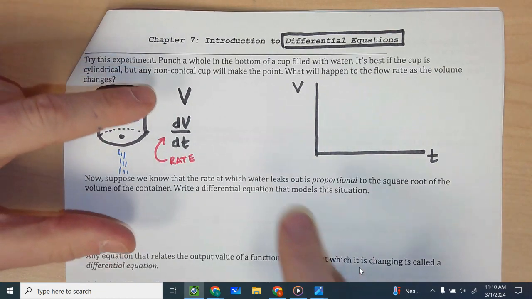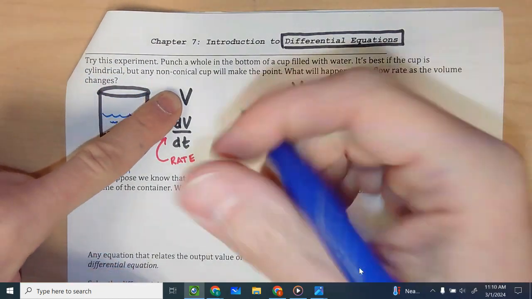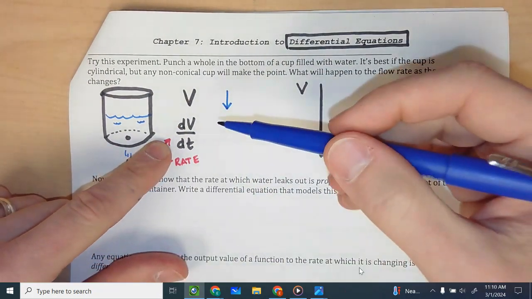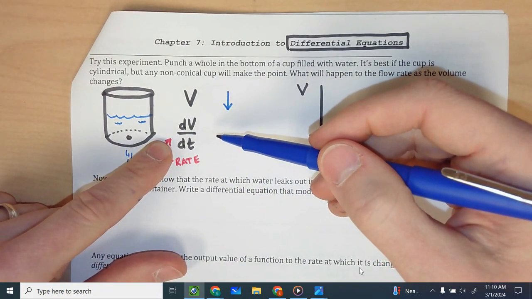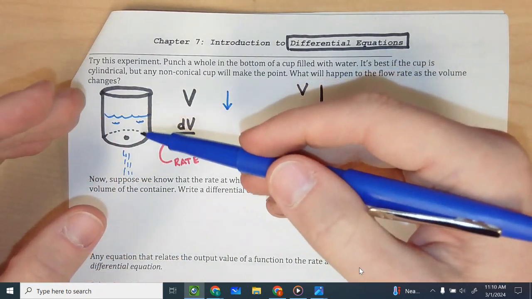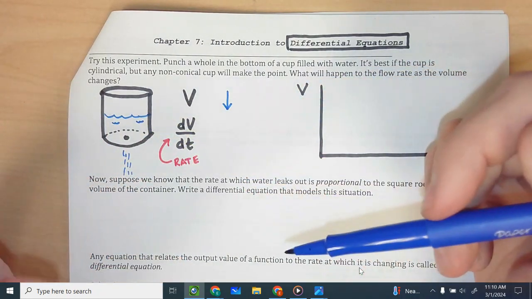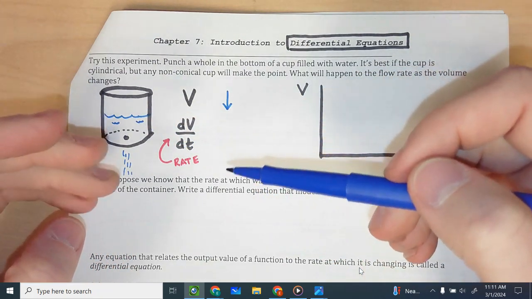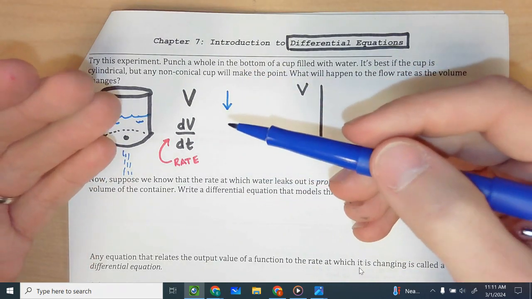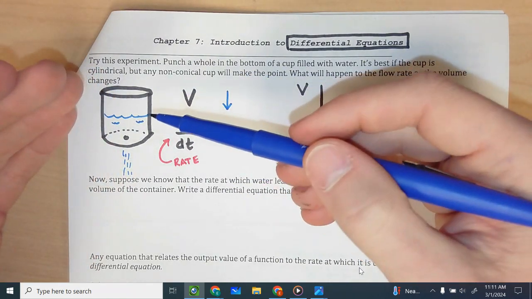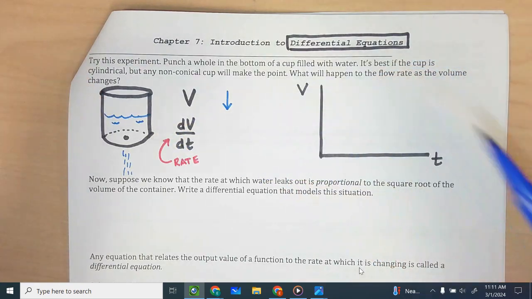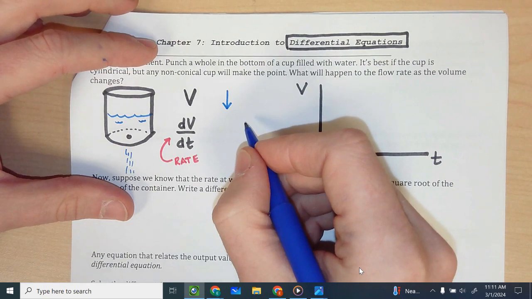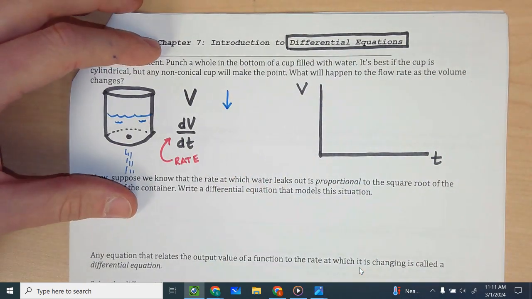So what's going to happen? As the volume goes down, we know the volume is going to go down because there's a hole in the cup. What's going to happen to the rate? Is the rate going to stay constant, like the water will just come out at the same rate all the time? Or is the rate going to speed up as the water goes down? Is it going to go out faster and faster and faster? Or is the rate going to decrease, like the water is going to come out slower and slower and slower? So think about which one you want it to be. Is it going to be faster, slower, or constant?